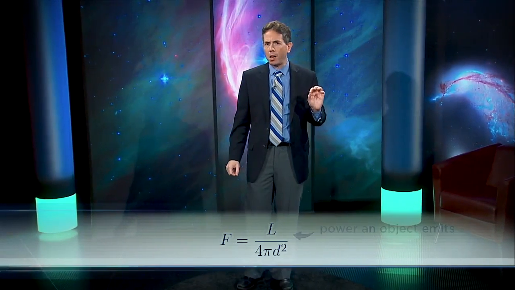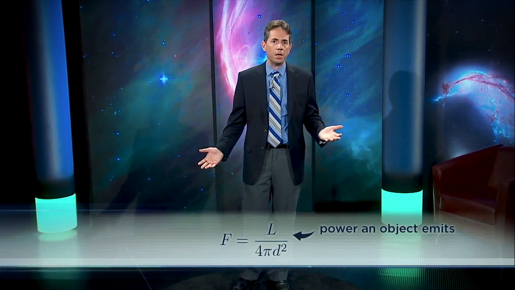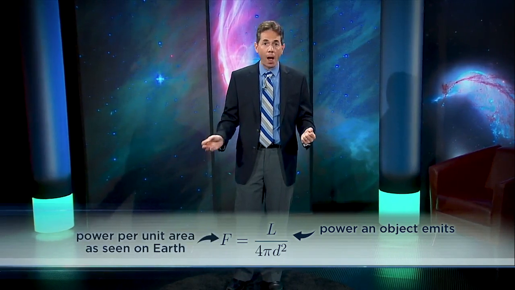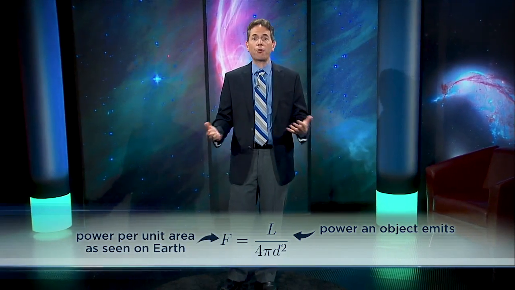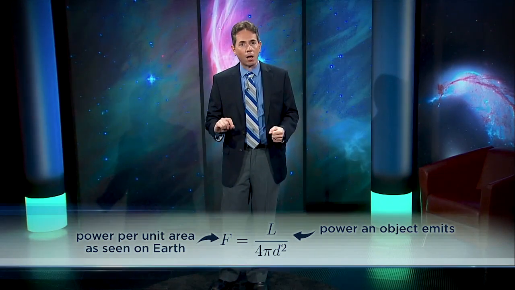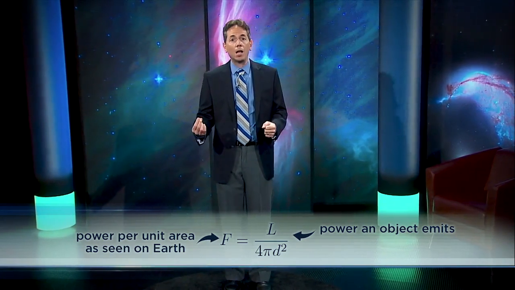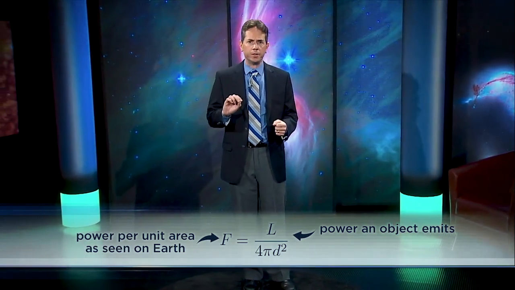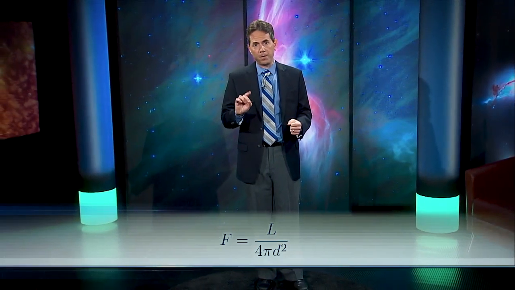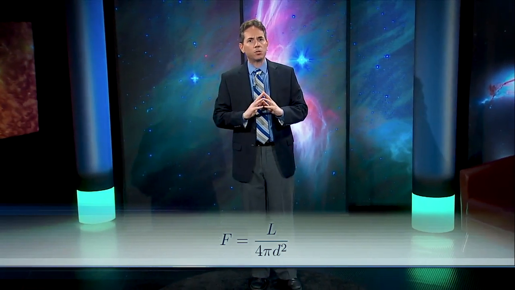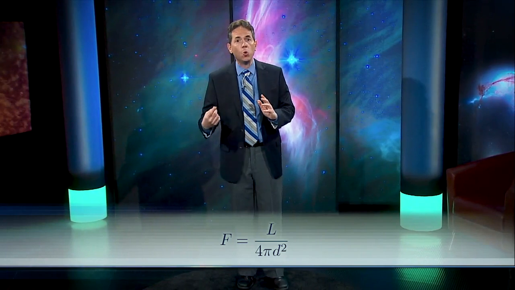Remember, L is the power that an object emits, and F is the power per unit area measured by Earthlings. So we can measure F, but we can't figure out L unless we also know the distance d. But suppose there were some light source out there for which we already knew L, like a giant light bulb with its wattage printed on the surface, as though when you look at Sirius with a telescope, you could see a label that says 10 to the 29 watts.